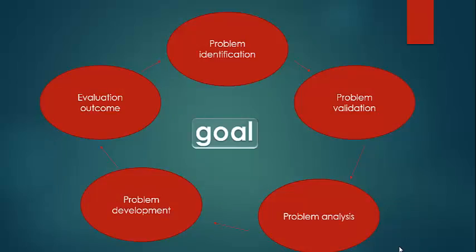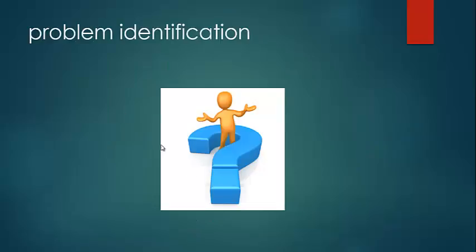This is the structure of problem solving. In the central part we're going to put the goal. The first step is problem identification. The second step is problem validation, and then problem analysis, problem development, and finally we want to make the evaluation of the outcome.